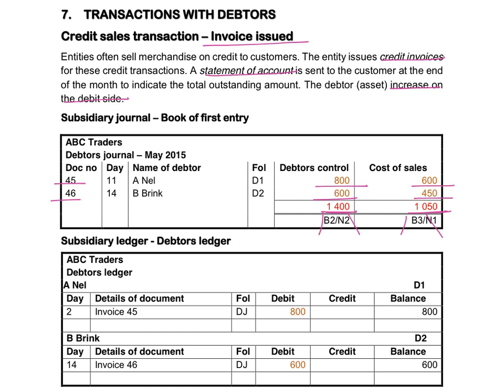In the debtor's ledger, the entries are recorded on a daily basis so that you can determine how much money the debtors owe you. So on the 11th, when we sold the goods to Nell, we will show that the debt increases with 800. A debtor is an asset, so it increases on the debit side and decreases on the credit side, and then the balance is 800. When we sell to Brink, we will also show the invoice number. His debt increases on the debit side, and the balance will be 600 at the end of the day.